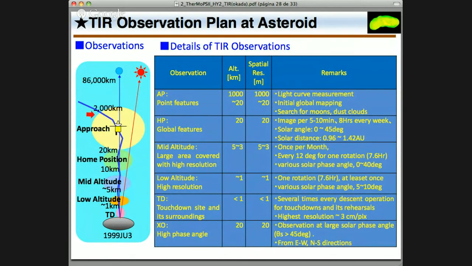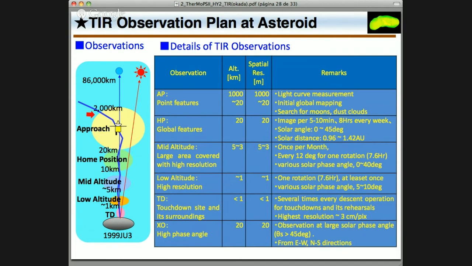At mid or low altitude, we observe the surface in more detail. Finally, the touchdown phase involves very narrow and very detailed surface observation, up to centimeter-plus pixel size. But there are some chances for high phase angle observation to observe the dawn or dusk region. So it is very helpful for understanding the surface thermal material.